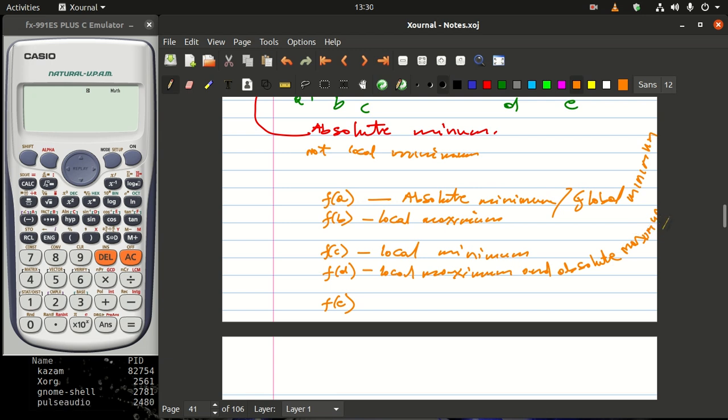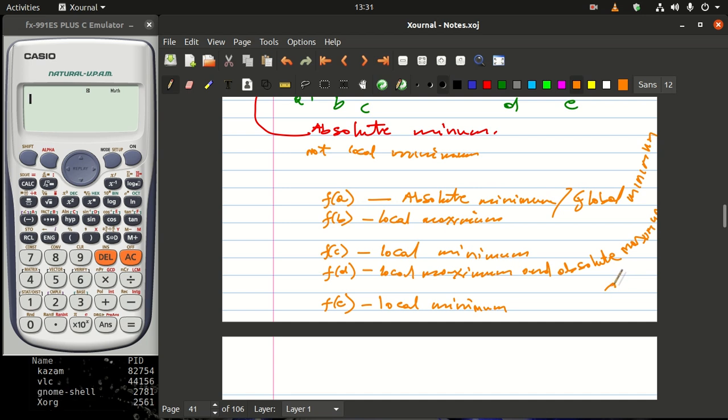And in most cases when you're answering these questions, make sure that you specify if a point here or this output is both the local maximum and absolute maximum. And when it is not, that's when you just say that it is just local maximum or local minimum. And then at point E, we said that we are only having a local minimum.